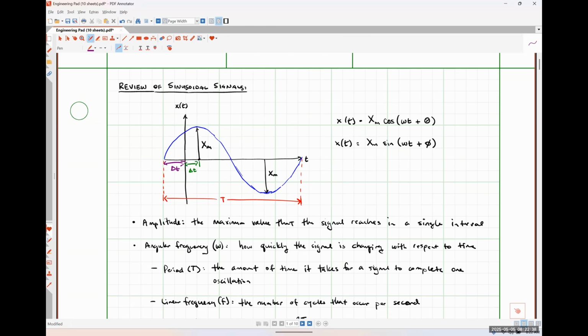Any other questions about this? Phase angle, like I said, is probably the most confusing thing, and we're only going to make it a little weirder here in the next couple of minutes.